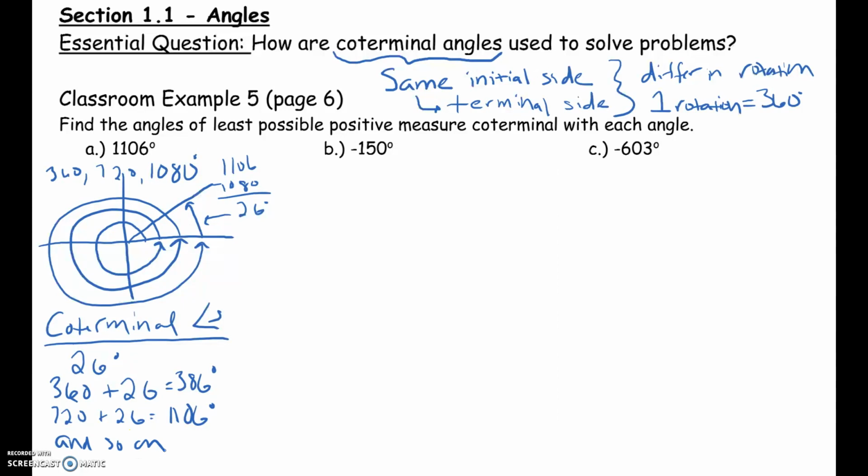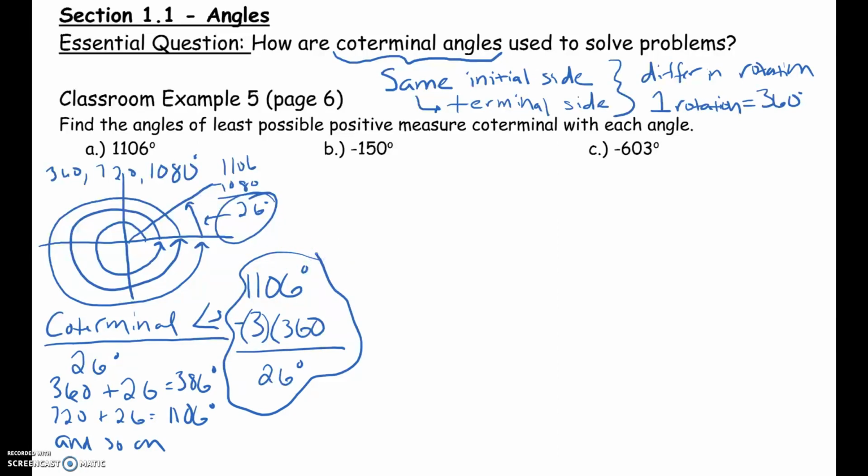So a quicker way for me to come to this 26 degrees is simply to take what I started with, 1,106 degrees, and subtract multiples of 360. In this case we know we need 3 times 360, and that gives me my 26 degrees. So we just need to subtract the correct multiple of 360 to find the angle I'm looking for. Alright, let's look at the next one.